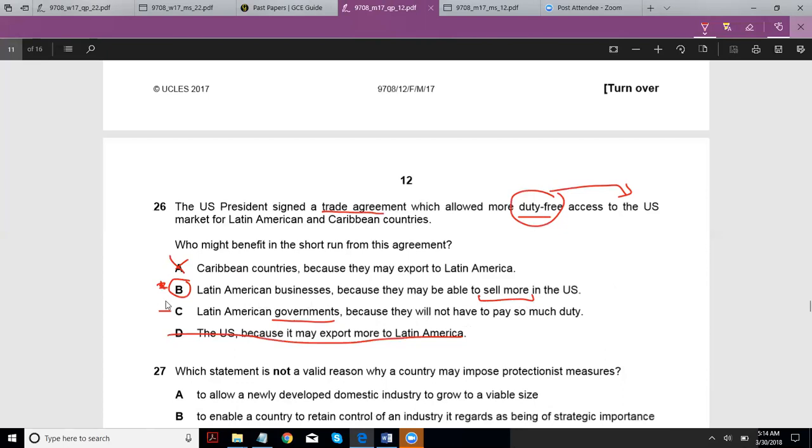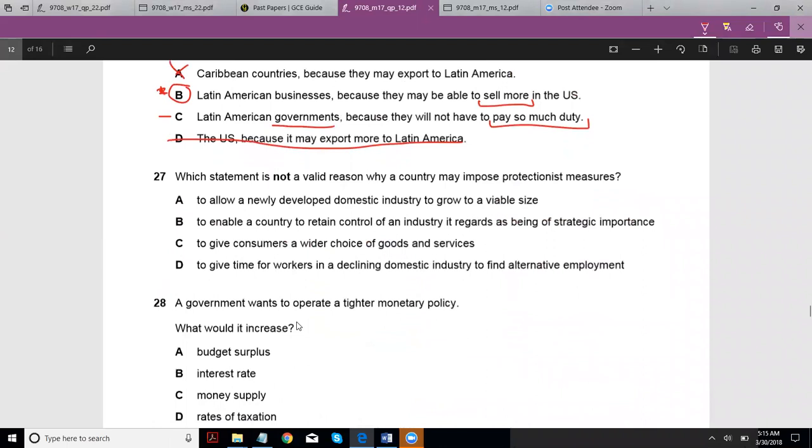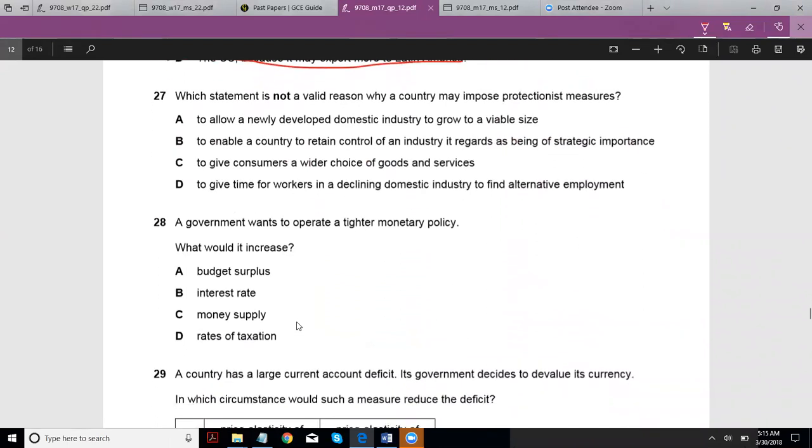The part C is just a little weird, right? Latin American governments, because they will not have to pay so much duty, makes it sound more like a tax rather than a tariff benefit. If Part C had been more about the Latin American government, because since firms can export easily because of the reduction in trade barriers, that might help the balance of payments, stuff like that could make sense. But the way it's phrased, definitely not. It would be B. So let's go to 27.